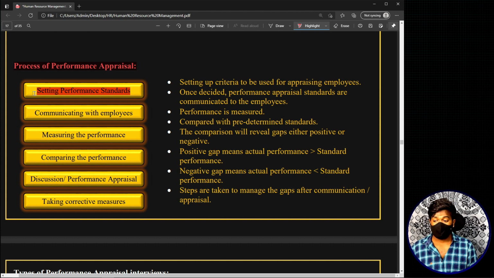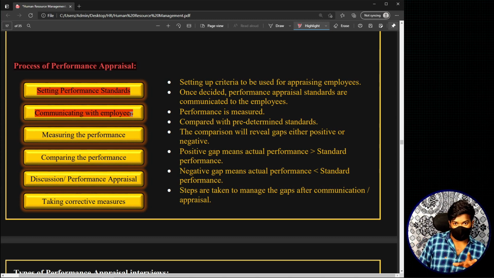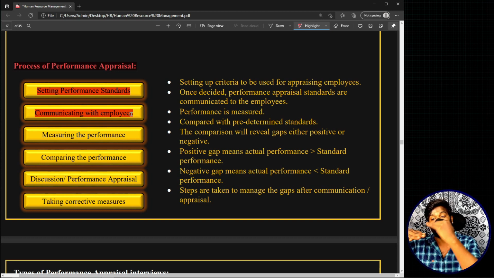Once you set the performance standards, you communicate them to employees. Let me relate this with the process of performance management. There, we started by breaking down the organizational goals into relevant goals, which is the first step in performance management. Then, based on the broken down goals, we set goals for the employees and communicate them. That means setting performance standards for the employee, and in the same step of performance management, I also said you would be communicating the performance standards to the employee.